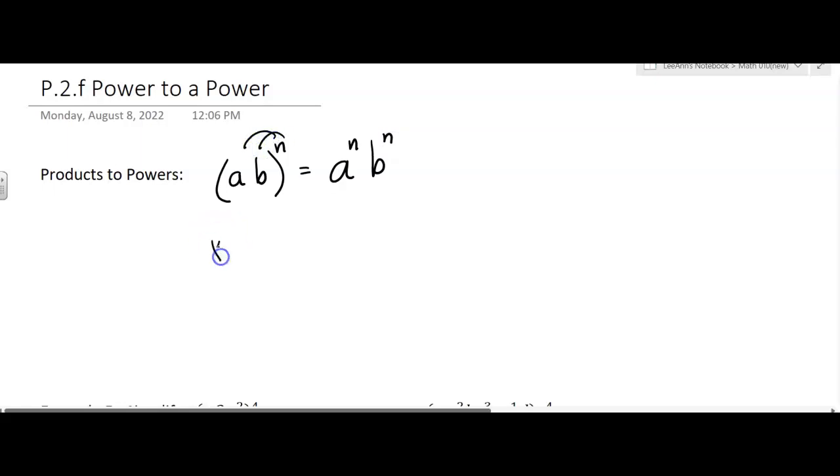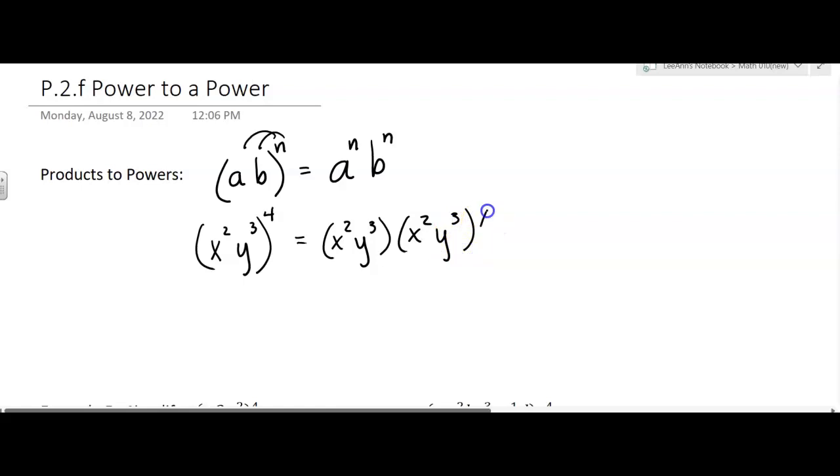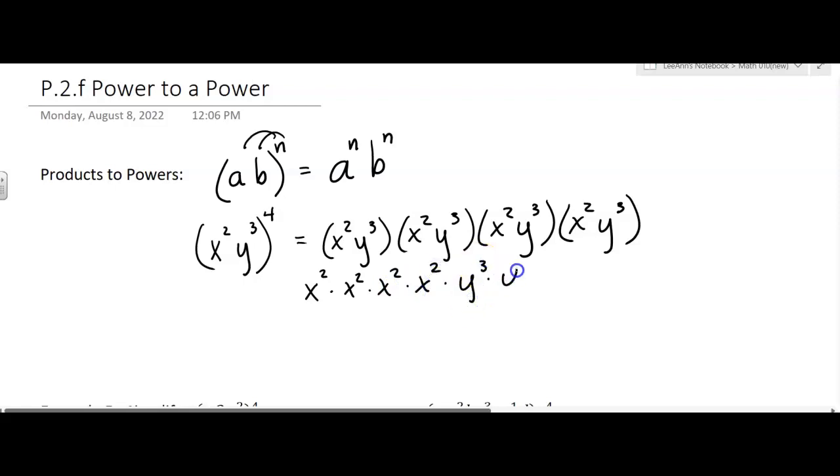So let's say you have x squared y cubed, I'm using smaller numbers, to the fourth power. Well, then what you mean is x squared y cubed times x squared y cubed times x squared y cubed, and another x squared y cubed. It's all multiplication, right? So x squared times x squared times x squared times x squared, and then you've got y to the third, y to the third, y to the third, y to the third.